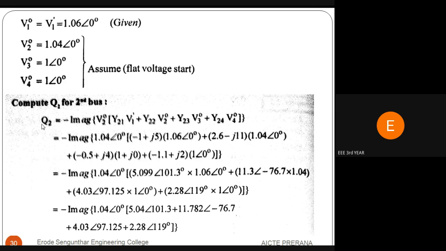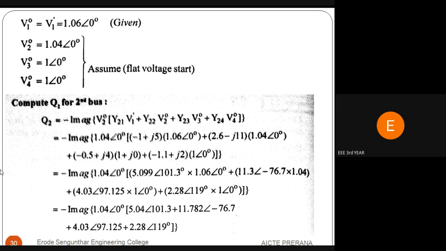Then we will get Q2 is equal to minus imaginary part of V2 naught conjugate, V2 naught into Y21 into V1 dash plus Y22 into V2 naught plus Y23 into V3 naught plus Y24 into V4 naught, where naught is nothing but the old value. Okay, just substitute the values.